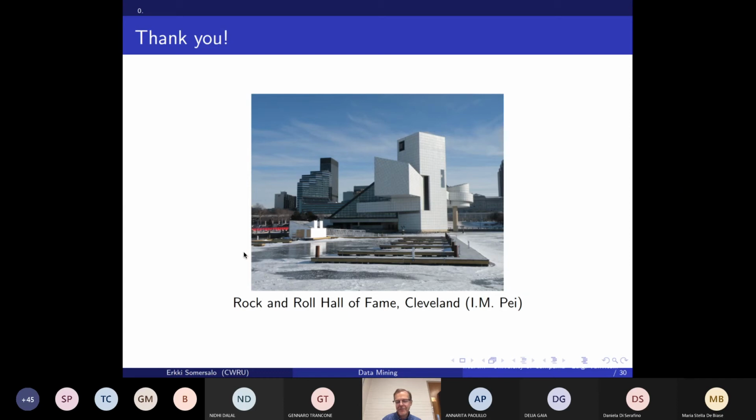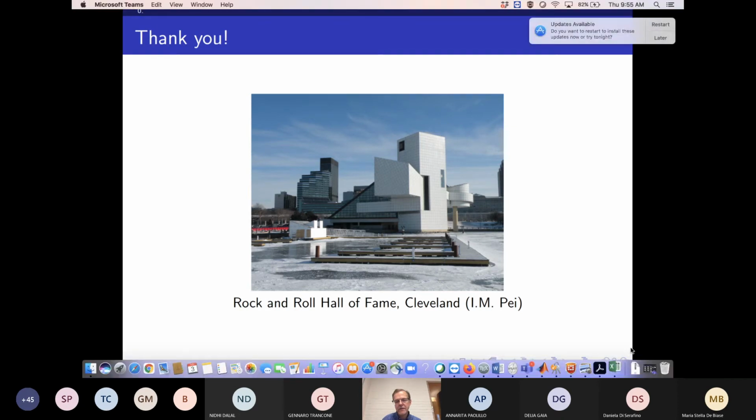Okay, thank you all. Let me see if I can share the page of the book. I have a couple of minutes, so if I can share the page of the book. I think this is it.